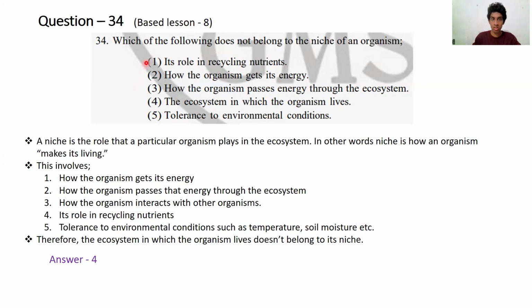So let's consider these statements one by one. First one, its role in recycling nutrients, that belongs to the niche of an organism. How the organism gets its energy, it's correct. How the organism passes energy through the ecosystem, that's also correct. The ecosystem in which the organism lives, that doesn't belong to the niche of an organism. Then the fifth one, tolerance to environmental conditions, that also belongs to the niche of an organism. So the fourth one is the one that doesn't belong to the niche of an organism. So the correct answer is 4.